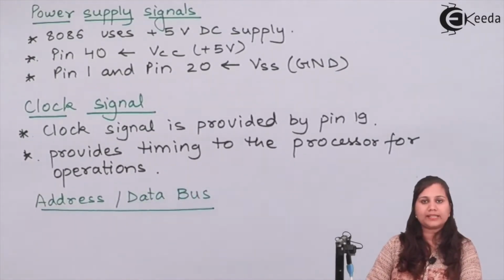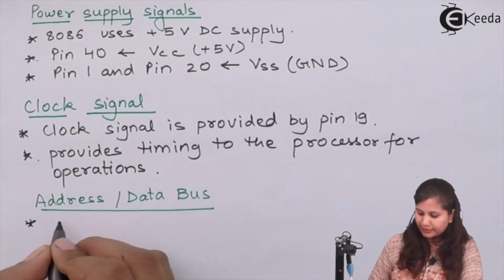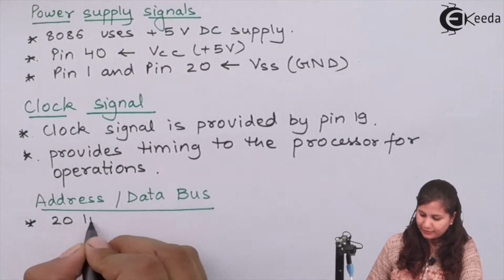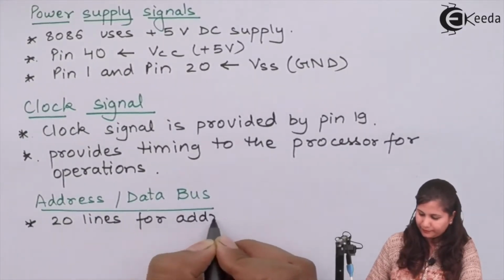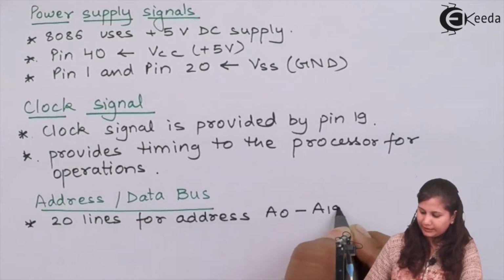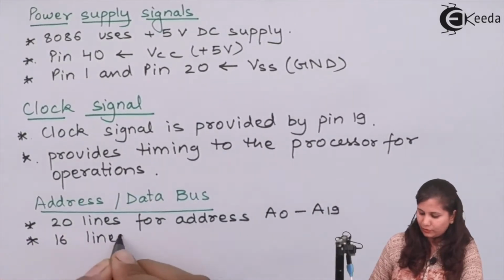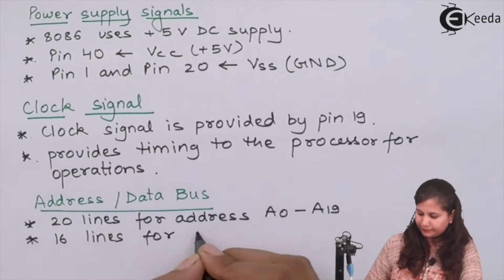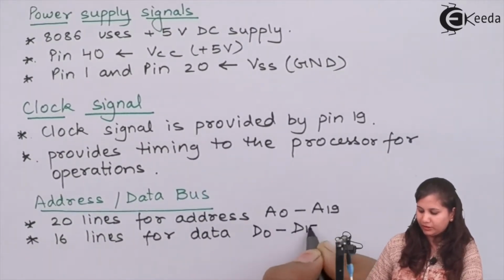The 8086 microprocessor has a 16-bit data bus and a 20-bit address bus. So we can say here that it has 20 lines for address, which are from A0 to A19, and it has 16 lines for data, which are from D0 to D15.